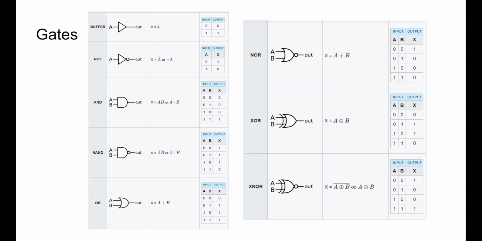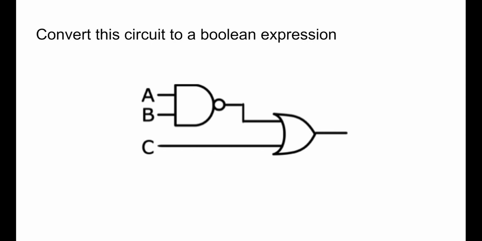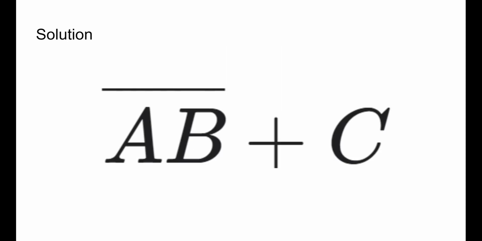So now, just a quick example. This problem's asking to convert this circuit right here to a Boolean expression. So we can see A and B are both going into a NAND gate, and the output from that is ORed with C. So if we go to the next slide to check the solution, we can see that A and B are ANDed and then NOTed, so that's a NAND. And then the output from that will be ORed with C.